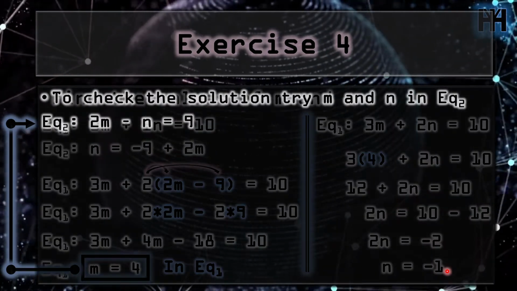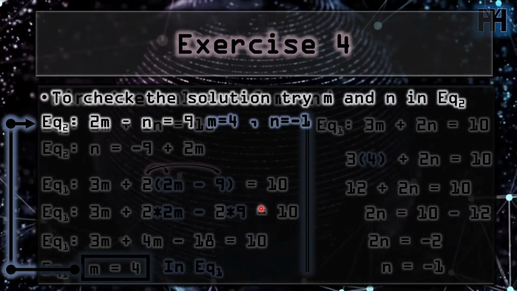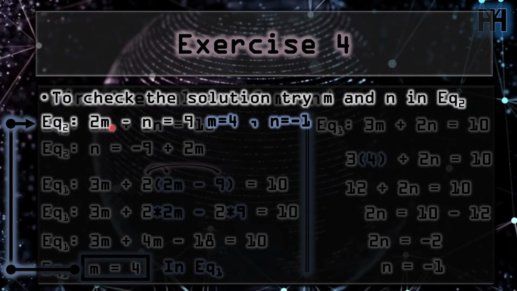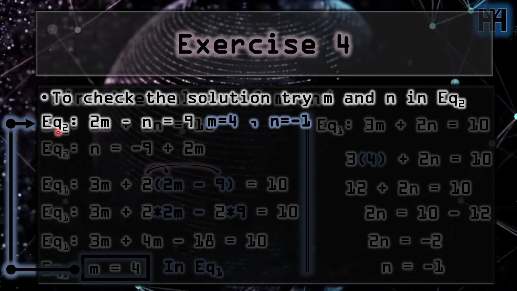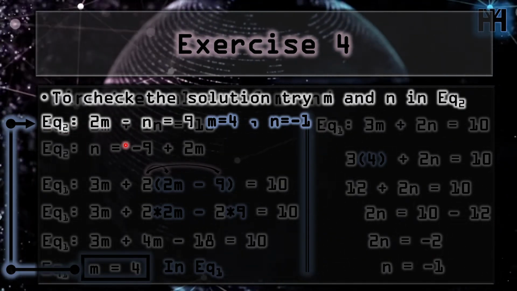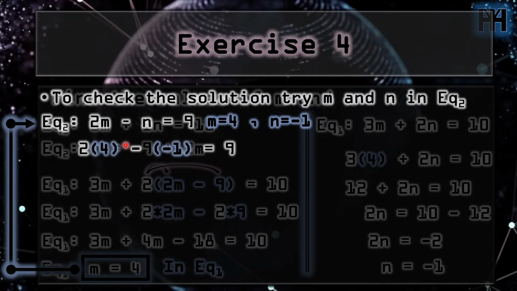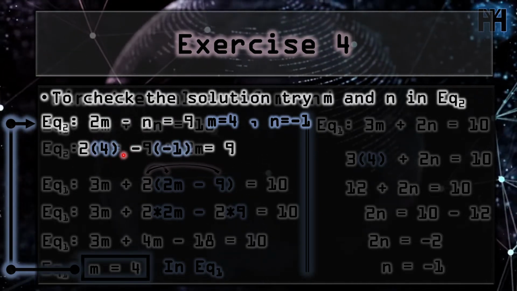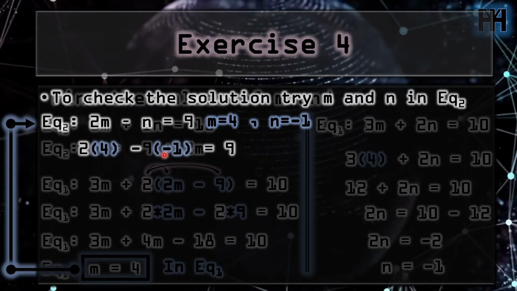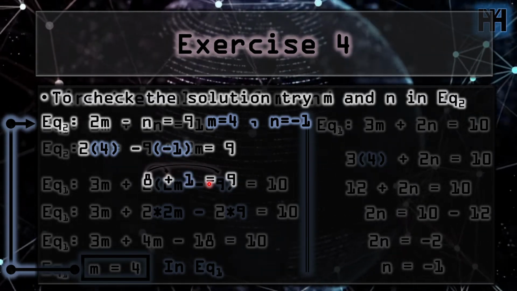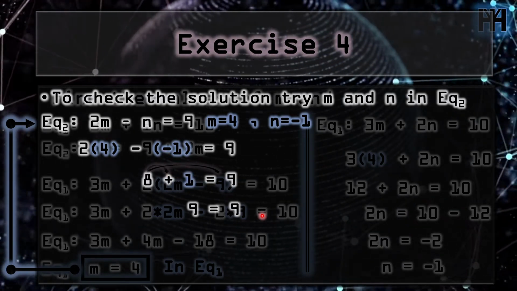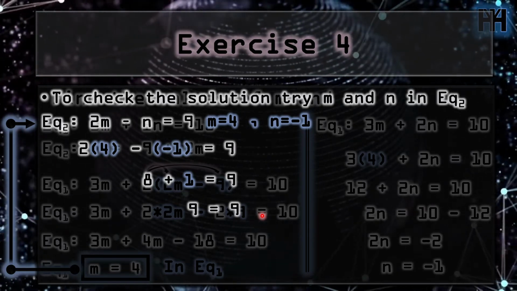Okay, to check, you'll get the value of m and n, which was 4 and -1. In equation 2, I have rewritten it again here. So we have m equal 4 and n equal -1. So 2 times 4 minus -1. So we have 8 plus 1 equal 9. So we have 9 equal 9. It's correct.